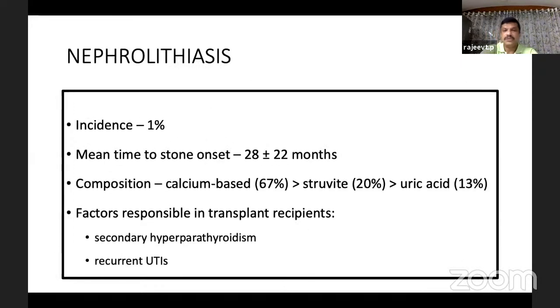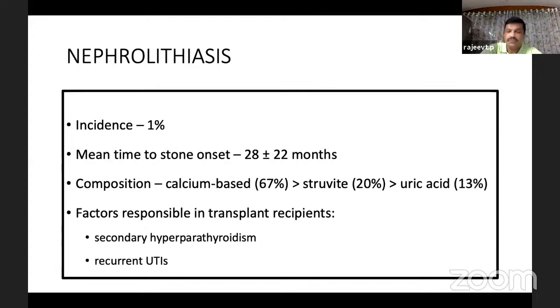Now coming to nephrolithiasis, the incidence of nephrolithiasis is very low. It is to the tune of 1%. And it has been found that mean time to stone onset is 28 plus or minus 22 months. The stones are commonly calcium-based stones, followed by struvite stones, followed by uric acid stones.